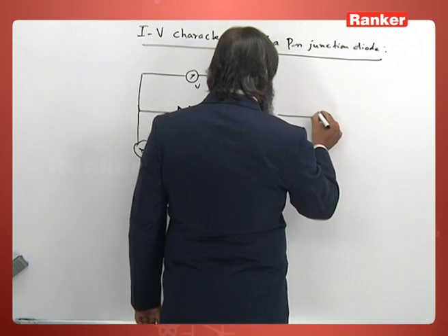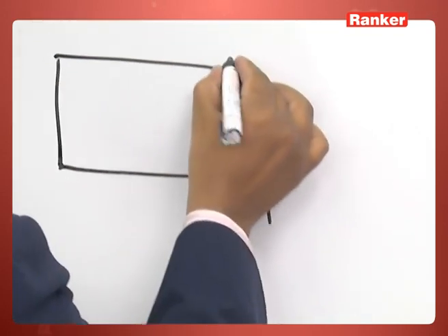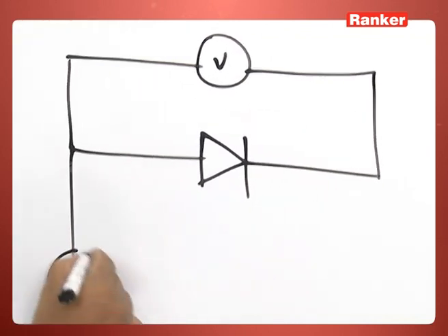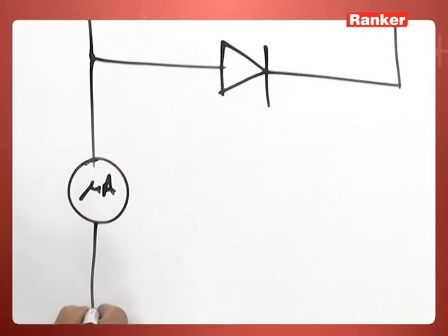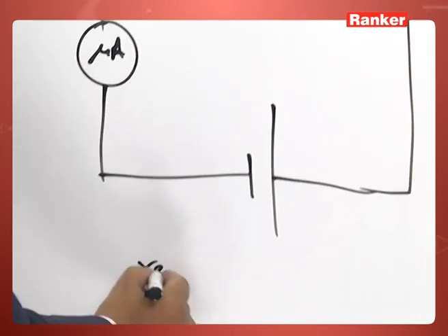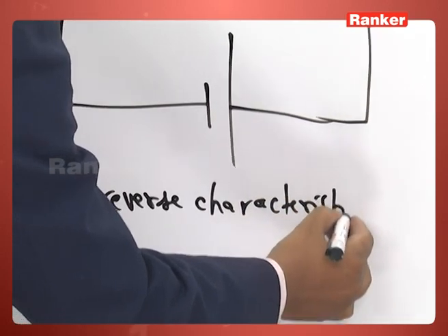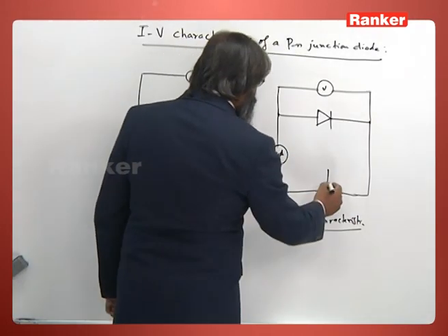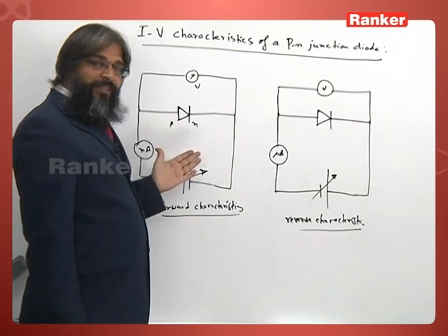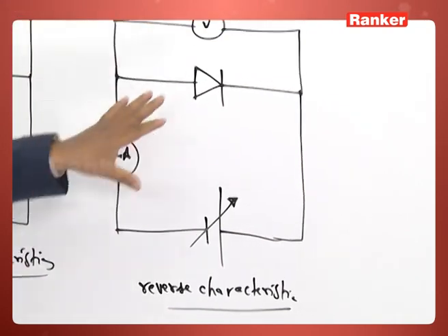Next we have a PN junction here, same diagram. This voltmeter is again the same, we use the same voltmeter, but here this is a microammeter, and the cell should be connected reverse biased. So this is for the reverse characteristic, and this is forward. So in order to study the forward characteristics, we have to use this circuit. If we have to study the reverse characteristic, we have to use this circuit.